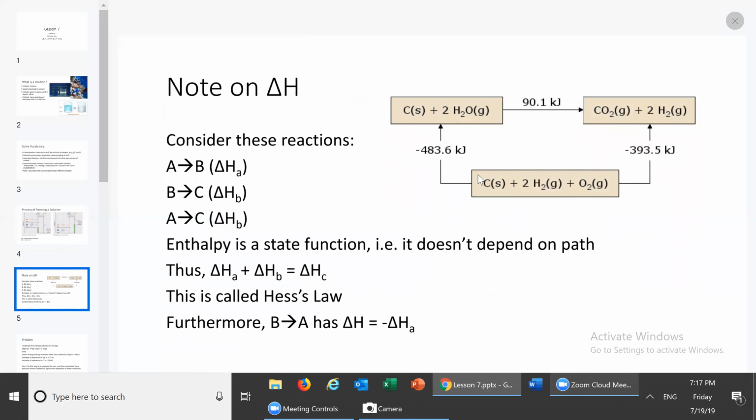One note on delta H, the change in enthalpy. Let's look at these three reactions. A goes to B, and this reaction has a delta H of delta HA. The reaction B to C has delta HB, and A to C has, that should say delta HC, okay? So enthalpy is a state function. It doesn't matter how you get to a certain state, it will still have the same enthalpy.